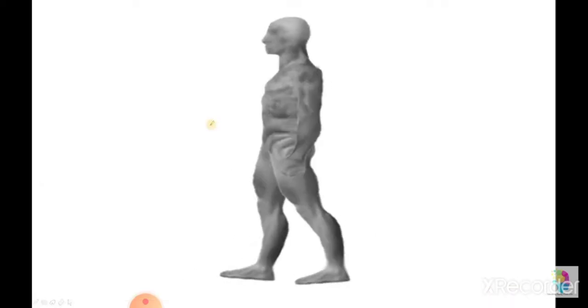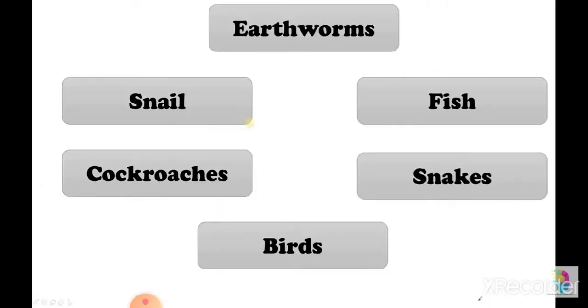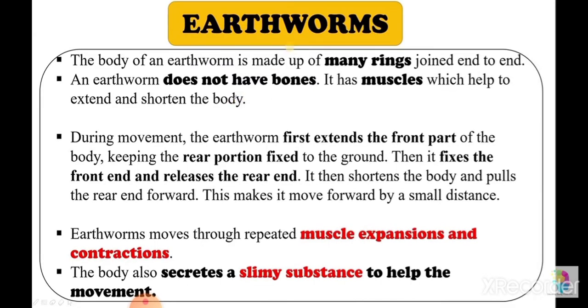So now we will study about these animals, the earthworms, snails, cockroaches, birds, fish and snakes, and study about how they move from one place to another. Okay? First we will talk about earthworms. Now the body of earthworm is made up of many rings joined end to end.